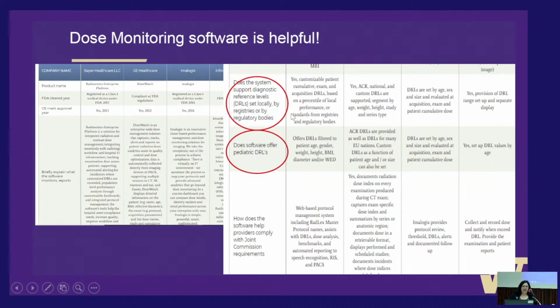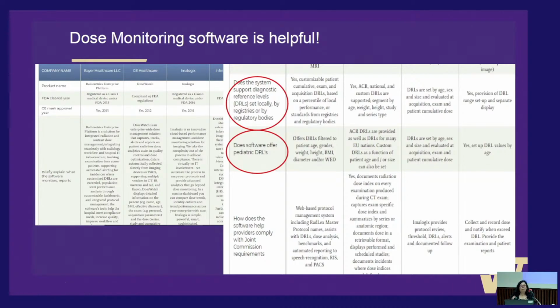A few years ago, I took a screenshot, and it actually tells you whether the system supports diagnostic reference levels set locally by registries or by regulation. You want to make sure your software is giving you DRLs for adults and peds. This was for another talk I was doing at RSNA, and the focus of that talk was DRL.